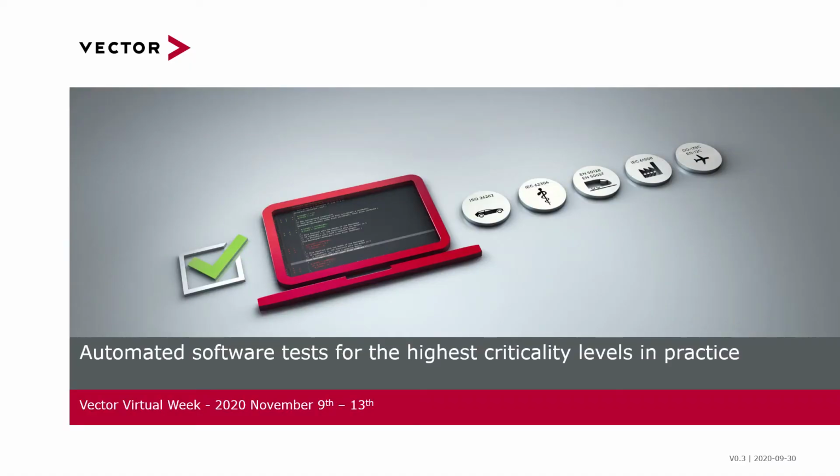highest levels of criticality. We started with avionic in the 1990s, and many of the requirements that came from avionic were also introduced in other industries, like automotive, for example. And I want to discuss things that are similar in the industries, but also things that are specific to avionic, things that may be or are already introduced in other industries, and how they can be realized with, for example, a tool like VectorCAST. The title of my presentation is Automated Software Tests for the Highest Criticality Levels in Practice.